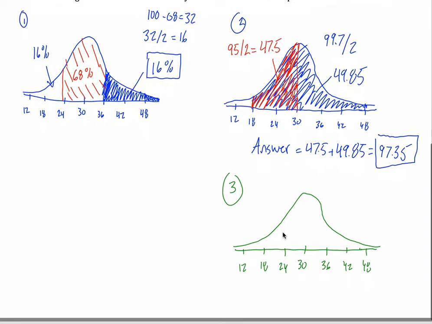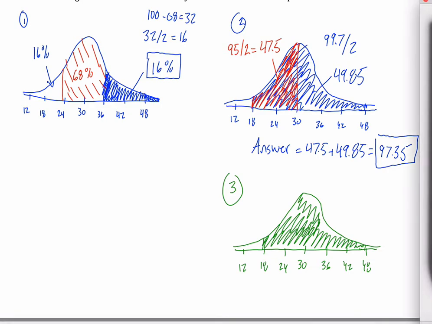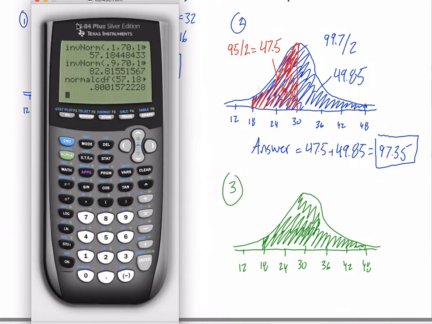And I want 18 to 48. So that's the same shaded region it was before, from here to here. I'm just going to come up with the answer a different way. And what you'll see is by using a different method, I get a slightly more precise answer. So what I'm going to do this time is I'm going to use a calculator. So I'm going to bring my calculator over here.